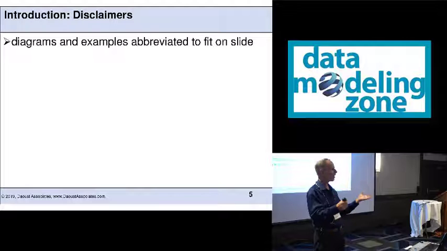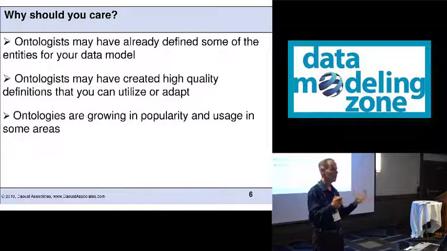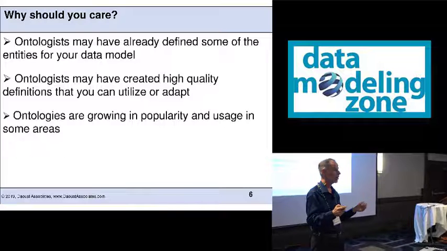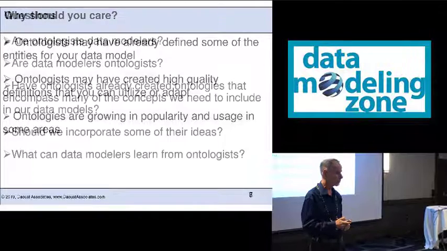So why should you care about this stuff? I'm claiming that ontologies may have already defined some of the entities that we need in our data models. They may have created high-quality definitions that you can just utilize or at minimum adapt. And finally, they're growing in popularity and in volume and in quality in many areas. And so some of those may be able to help you quite a bit.